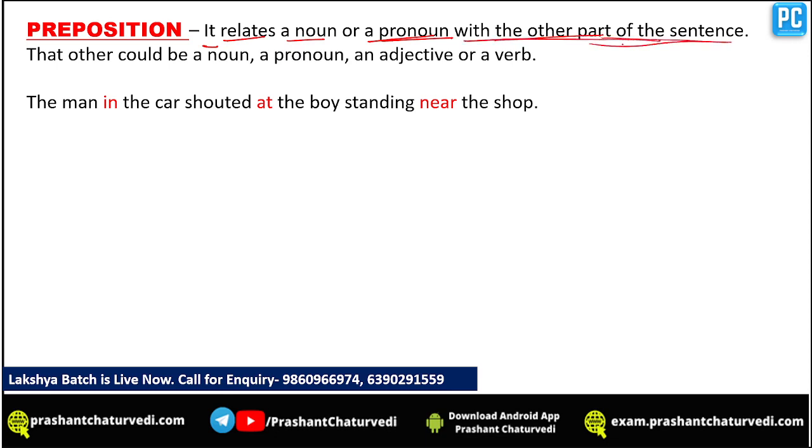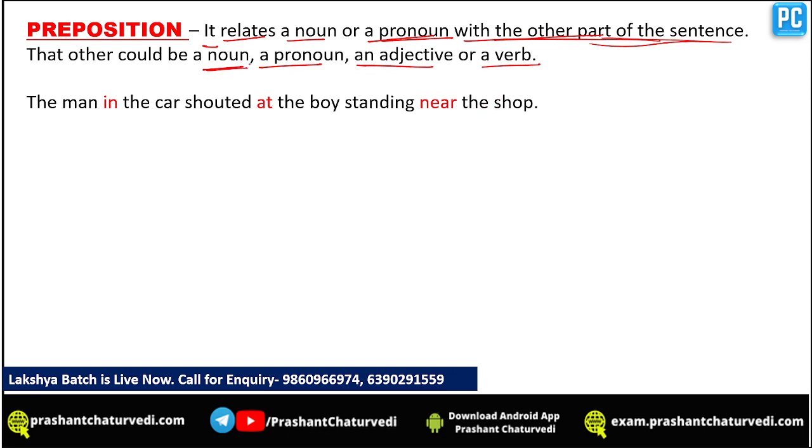With the other part of the sentence. So preposition is a relative word. It relates a noun or a pronoun. It is used before a noun or a pronoun and relates that particular noun or pronoun with the other part of the sentence. That other part could be anything like a noun, a pronoun, an adjective, or a verb. It can be anything. Clear?